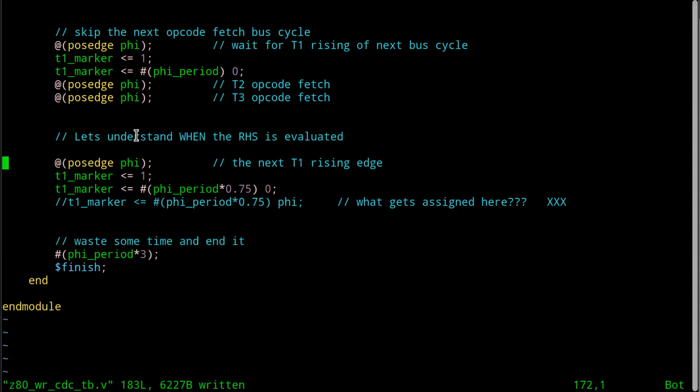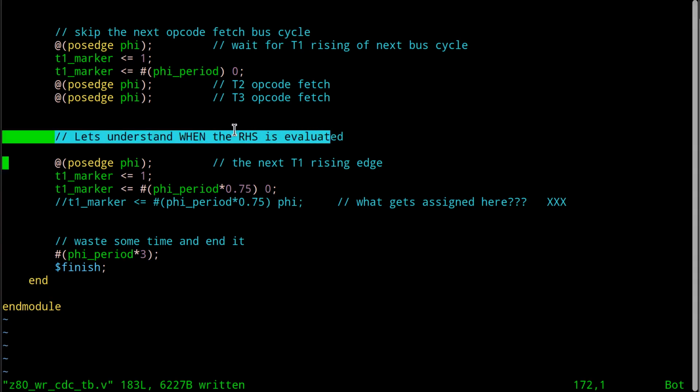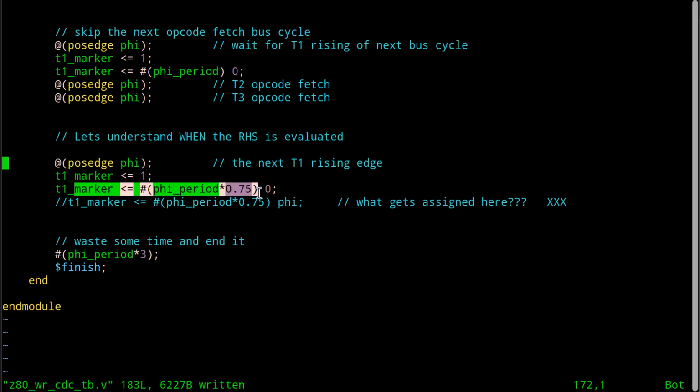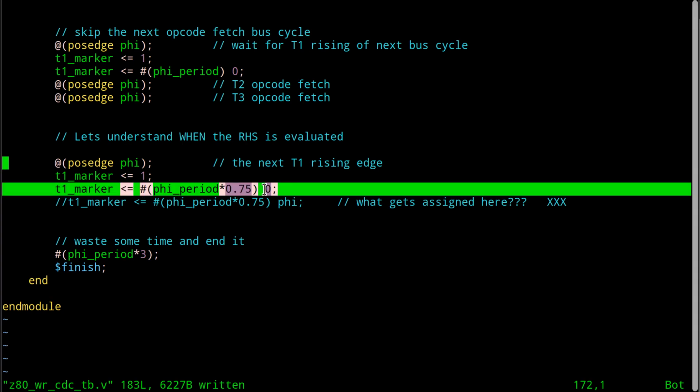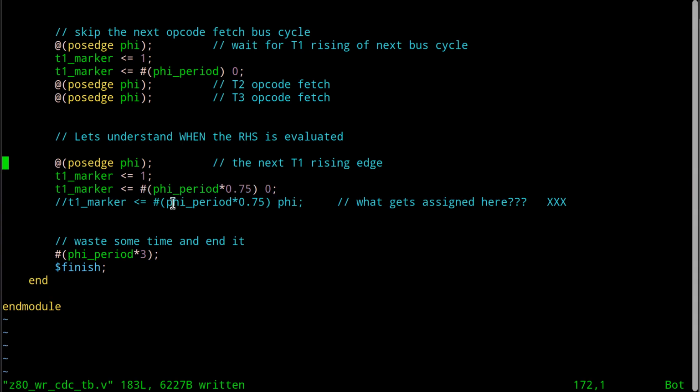So what do we got here? When is the right-hand side evaluated when we do these? Okay, in this entire test bench, everything over here is a constant. In this case here, it's a constant as well. This is not a constant. Or more accurately, the delays are constant, but the value over here, in this case, it's not constant. So what does that mean?